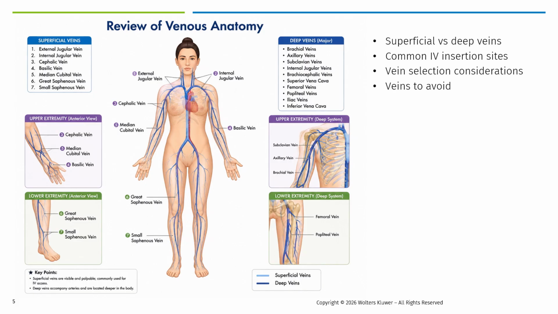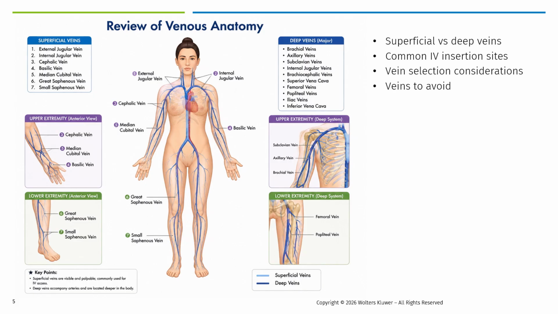So the veins you'll hear most often are the cephalic vein, basilic vein, and median cubital vein. The cephalic vein is located along the thumb side of the forearm. It's often a great first choice because it's relatively stable and easy to access.